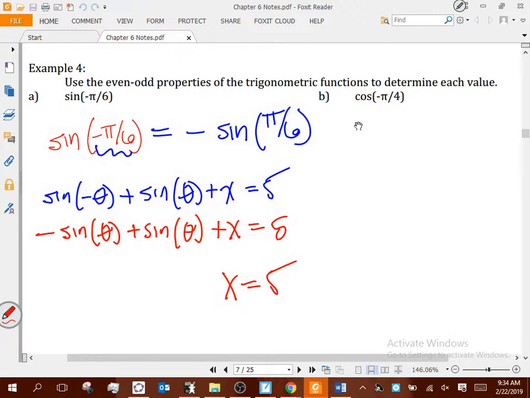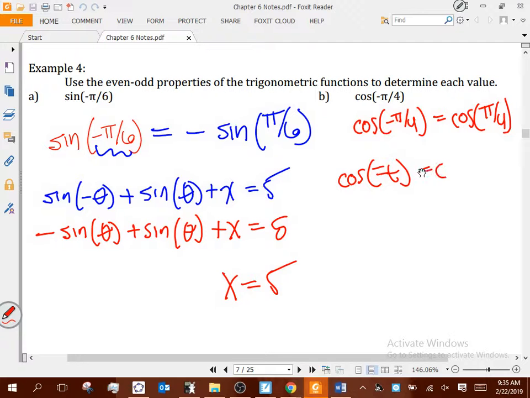This cosine of negative pi over 4, okay, that should equate to cosine of pi over 4. The rule said the cosine of a negative angle is equal to the cosine of that angle, but positive. So what's the cosine of pi over 4?